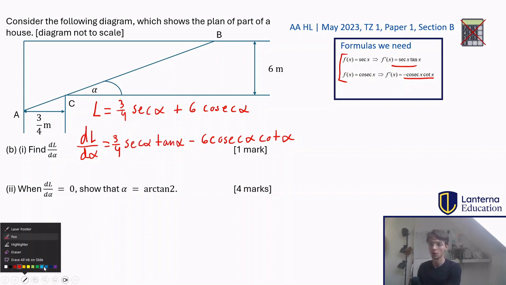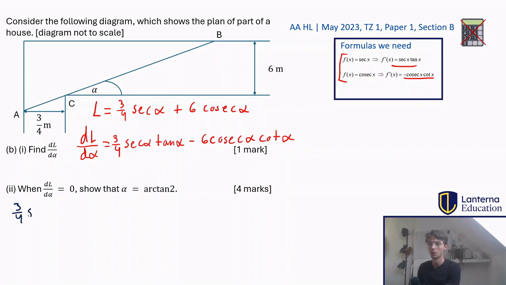Okay, I'll just change color here so that we don't get confused. And I'm now working on question ii. So we now need to set this equal to 0. Well, if we set that equal to 0, then we can add the 6 cosec alpha cot alpha to the other side. So from that, we get that 3 over 4 sec alpha tan alpha equals 6 cosec alpha cotangent alpha.